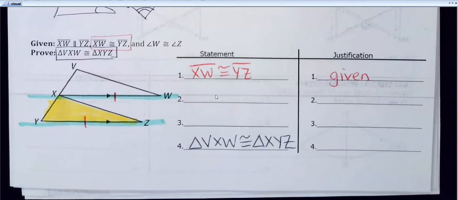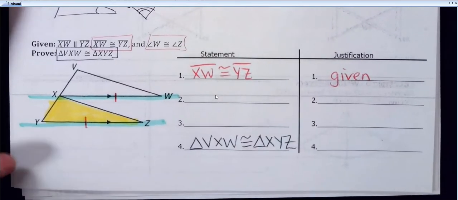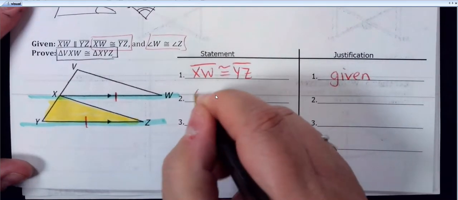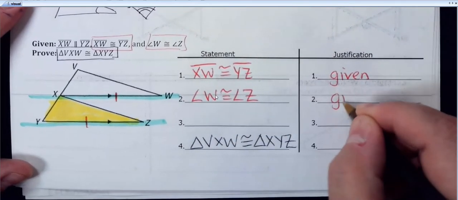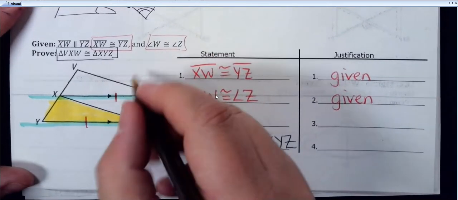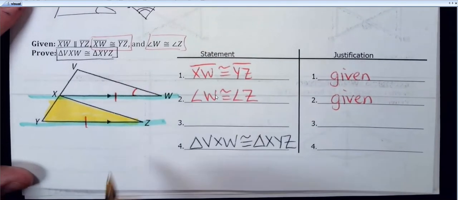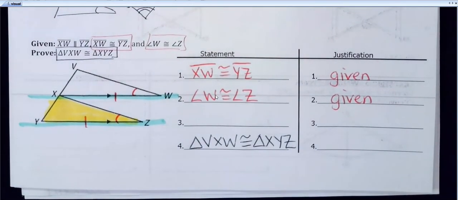Now also, this one's nice, they give us another set of triangle parts. They give us a set of angles here. So angle W is congruent to angle Z. Again, that was just given, but make sure you come over to the diagram. I'm just going to put a single curve on angle W and a single curve on angle Z. Those two angles are going to be congruent.